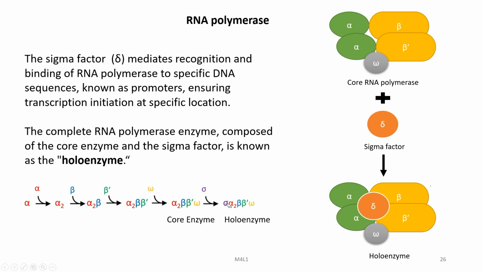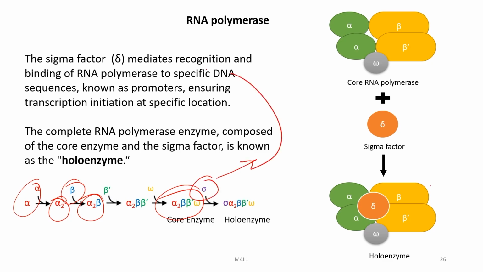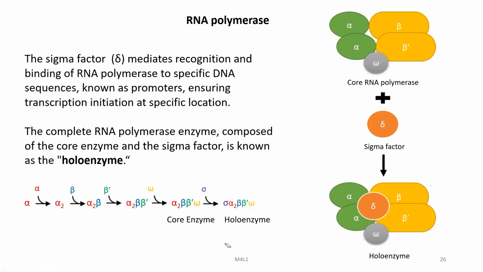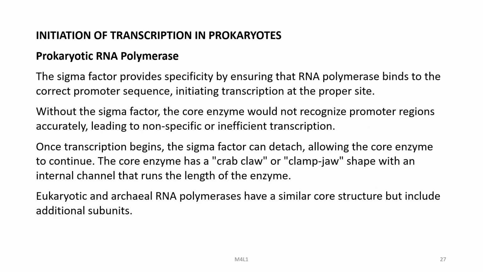The complete RNA polymerase enzyme composed of the core enzyme and the sigma factor is known as the holoenzyme, and it is a kind of sequential assembly. 2 alpha join to form alpha 2, to which a beta adds to form alpha 2 beta, then joined by beta prime, and finally omega, giving alpha 2 beta beta prime omega, and finally the sigma factor, which recognizes promoters, will bind to it, and then it will form the holoenzyme, and this is the functional enzyme. Initiation of transcription in prokaryotes: how prokaryotic RNA polymerase starts the process.